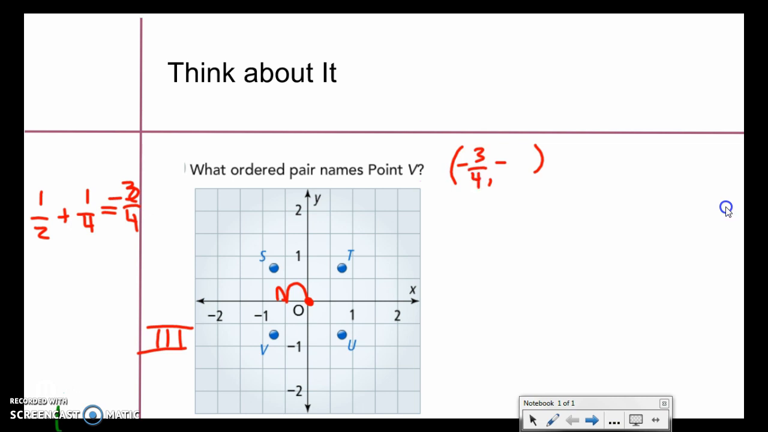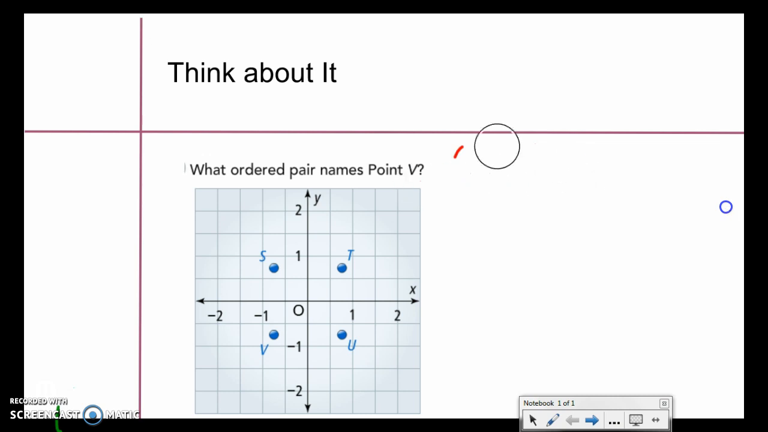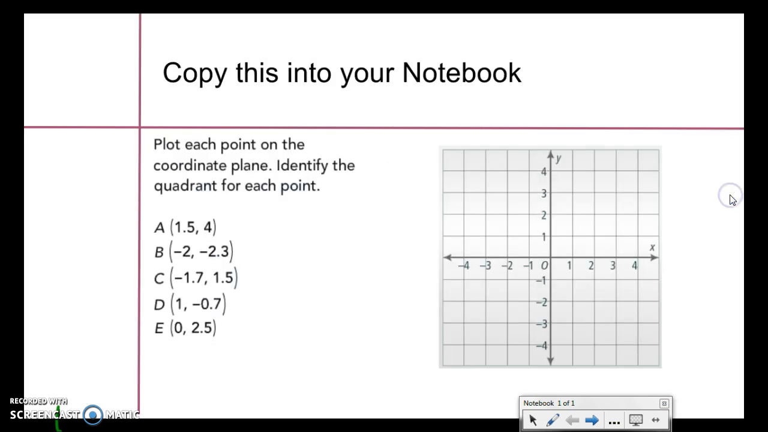Our y coordinate is also going to be negative because it's going down the y-axis from the origin. So we're passing the halfway, and it looks like we're going halfway again. So it looks like negative 3/4. Negative 3/4 is going to be our answer for this problem. Okay? If you remember or memorize which quadrant is which, it will really help you out a lot with knowing which is positive and negative. Okay?